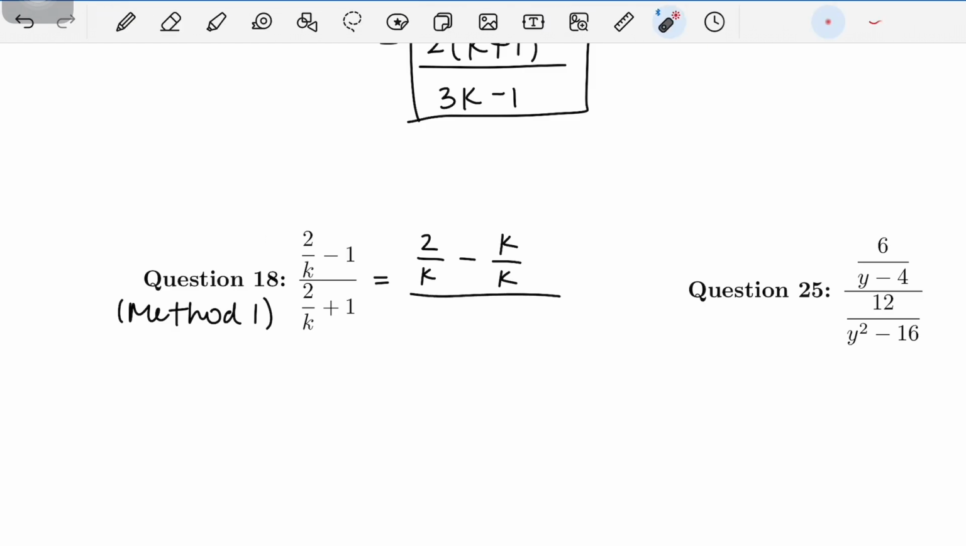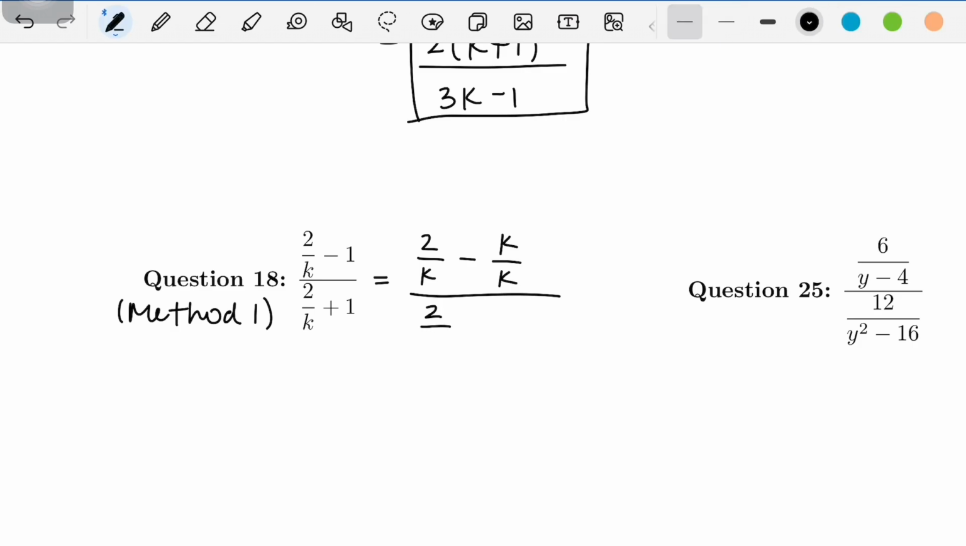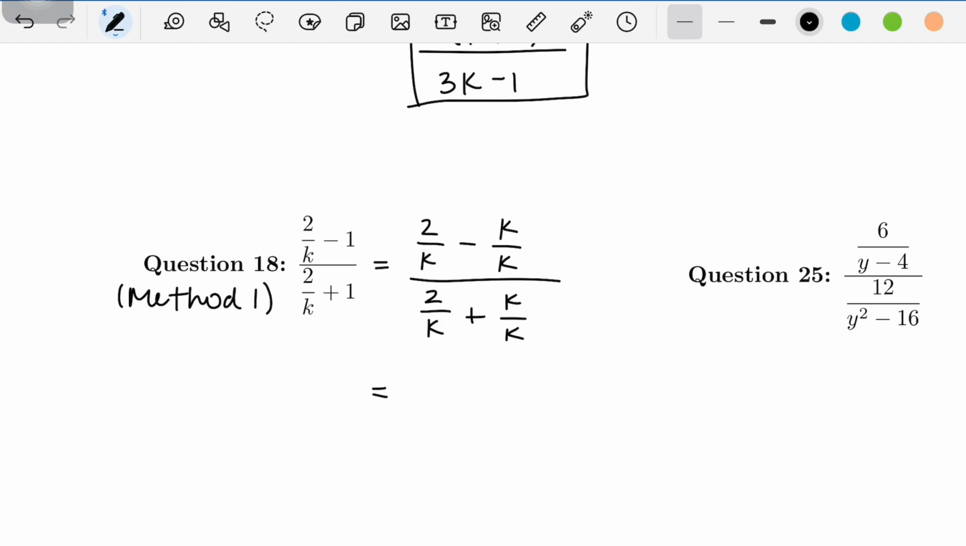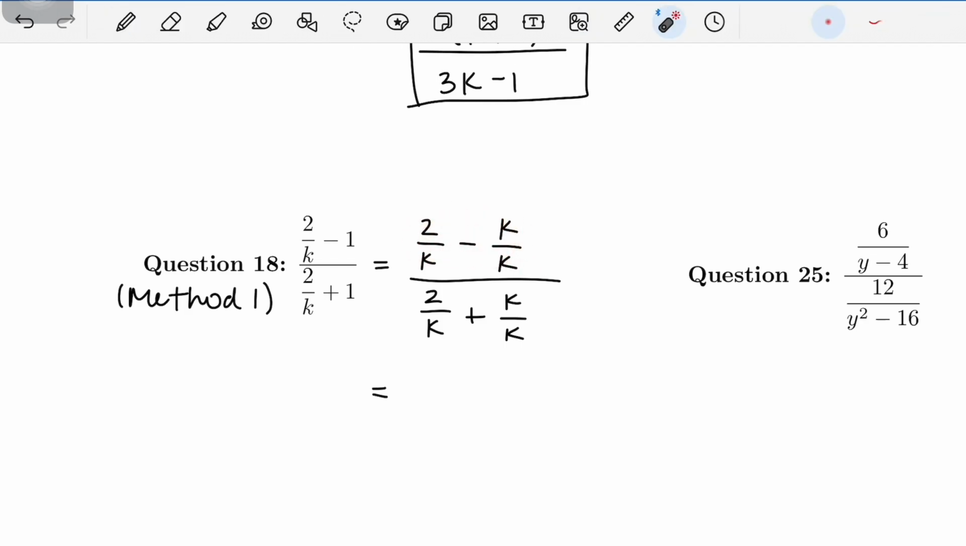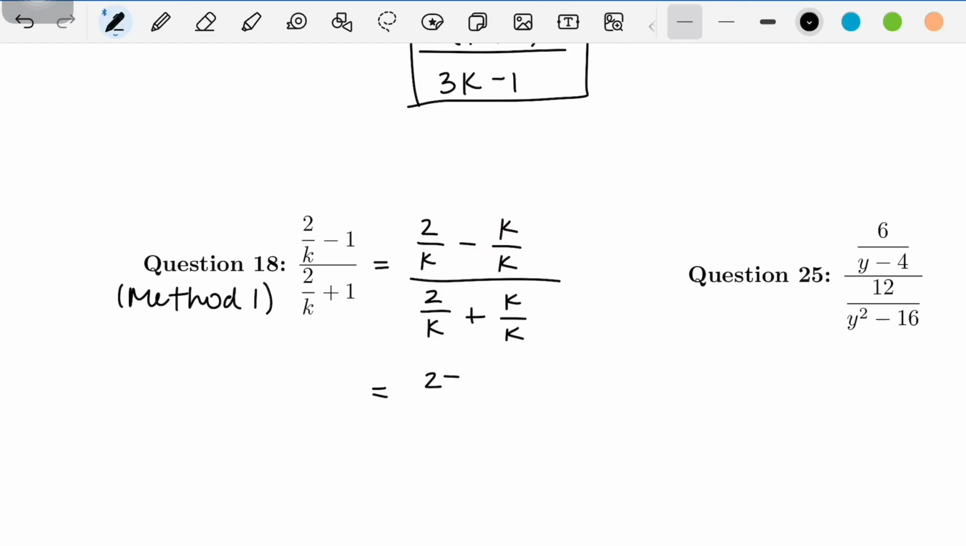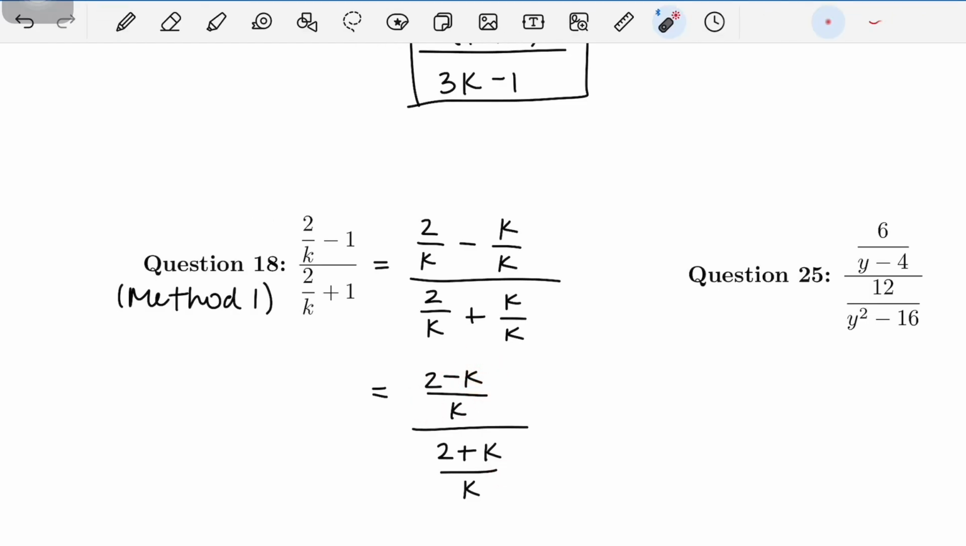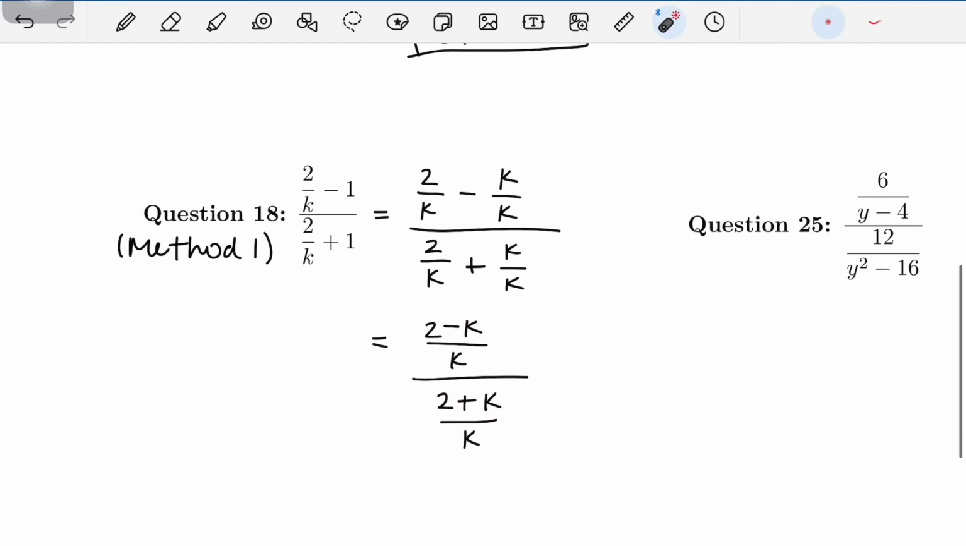Now doing the same thing in our denominator here, we're just going to rewrite this with a common denominator. So we have 2 over k plus k over k. So we can simplify this further. Now that we have a common denominator in our numerator here, this just becomes 2 minus k over k. And similarly, in our denominator of this complex fraction, we're going to get 2 plus k over k. Now, our numerator and denominator of this complex fraction is fully simplified. We can't simplify this any further.